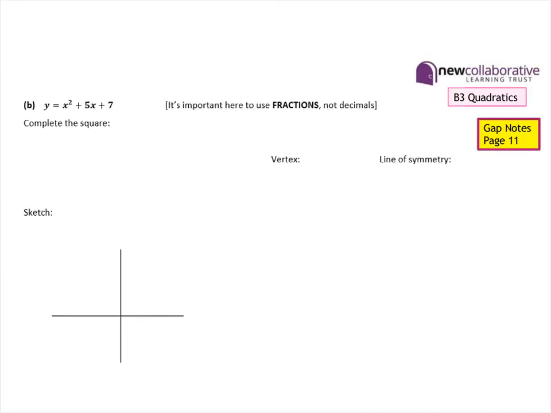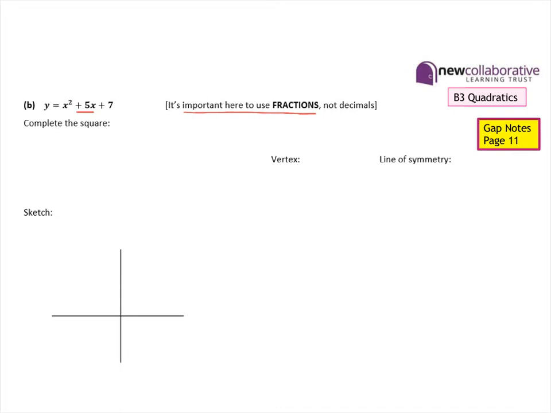The difference in this next example is that we've got an odd number for the coefficient of x, and that means that we need to use fractions when we complete the square. And there's a note there that says it's important to use fractions, not decimals, and that goes for most topic areas at A-level maths. It's preferable to use fractions rather than decimals when we are showing our working out for various things, and that is certainly true here.